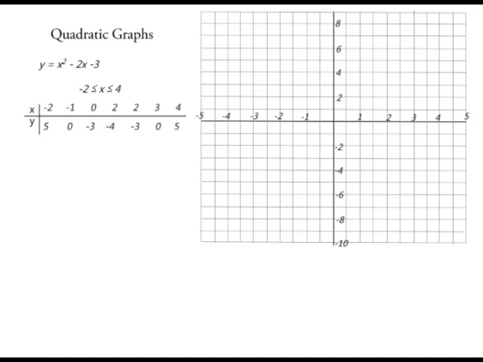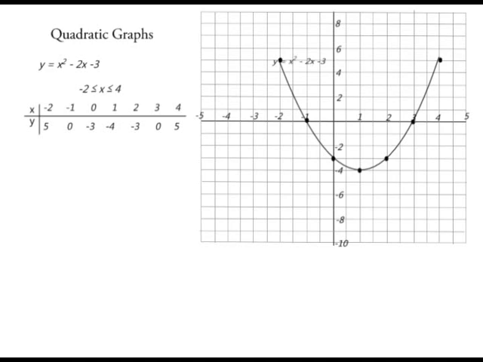And so we plot the points (-2, 5), (-1, 0), (0, -3), (1, -4), (2, -3), (3, 0), and (4, 5). Then we join the points with a free hand to obtain a smooth curve. This is the kind of graph you'd expect. This kind of graph is called a parabola.